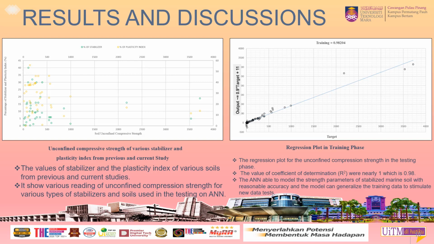The value of the coefficient of determination, R squared, was nearly 1, which is 0.98. The ANN is able to model the strength parameters of stabilized marine soil with reasonable accuracy, and the model can generalize from the training data to simulate new test data.